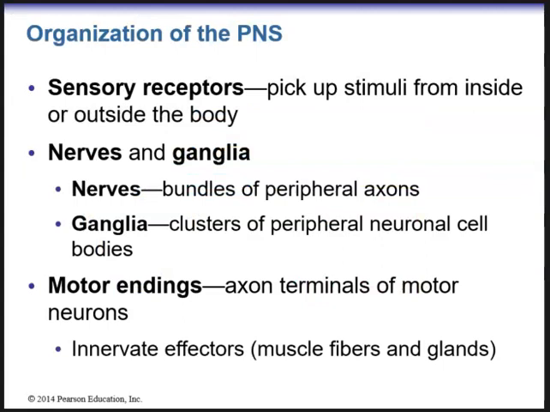So within the peripheral nervous system, we can look at the different structures that make up the peripheral nervous system. So first we have our sensory receptors. These sensory receptors will pick up stimuli from inside or outside the body. We then have our nerves and ganglia, and we know that nerves are bundles of peripheral axons, whereas ganglia are clusters of peripheral neuronal cell bodies. Okay, and then we have our motor endings. These are the axon terminals of motor neurons that will innervate effectors, and usually these effectors are muscle fibers and glands.